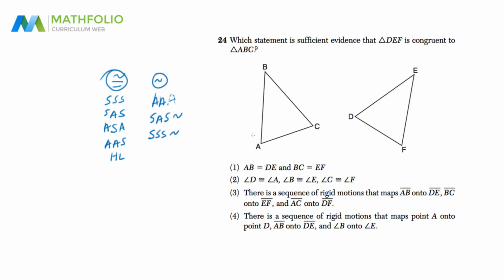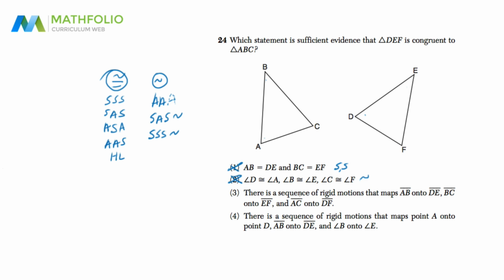Option 1 says that AB is equal to DE and BC is equal to EF. Well, that's just 2 sides, and that's not enough to prove anything. The next one, angle D and A, B and E, and C and F, well, that would prove that they are similar, but that's not enough to prove that they're congruent. So remember, angle angle is a postulate for similarity.